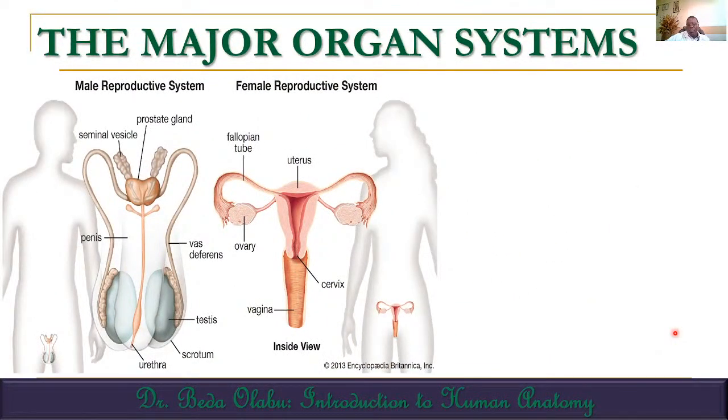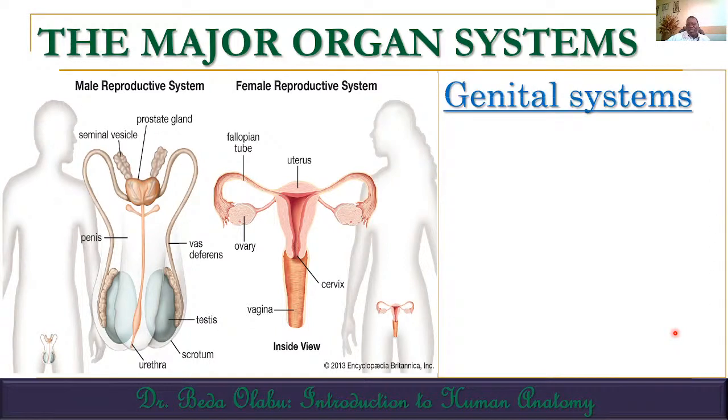The 11th system, let's call them the reproductive systems or the genital systems. Maybe the term reproductive is much better. The reproductive systems, remember, there are two. You can talk of the male reproductive system, and you can also talk about the female reproductive system. But let's look at them as one and just list the key functions of the reproductive systems.